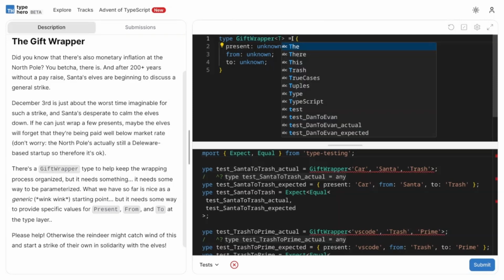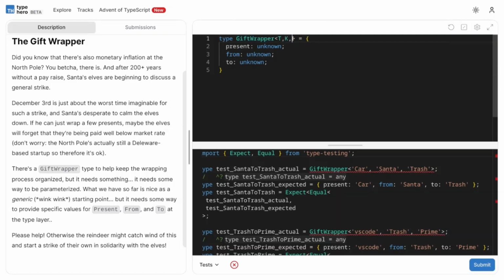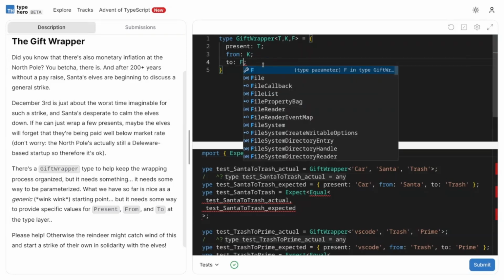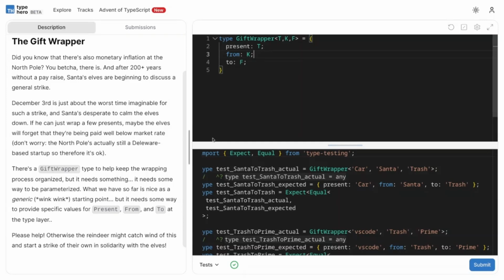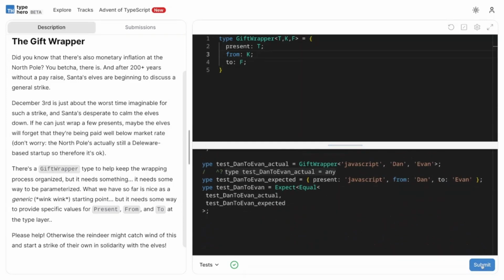So let's add 3 generics. And we should parameterize present to T, from to key. Oh no, like this, and to to F, and it works. So let's submit.